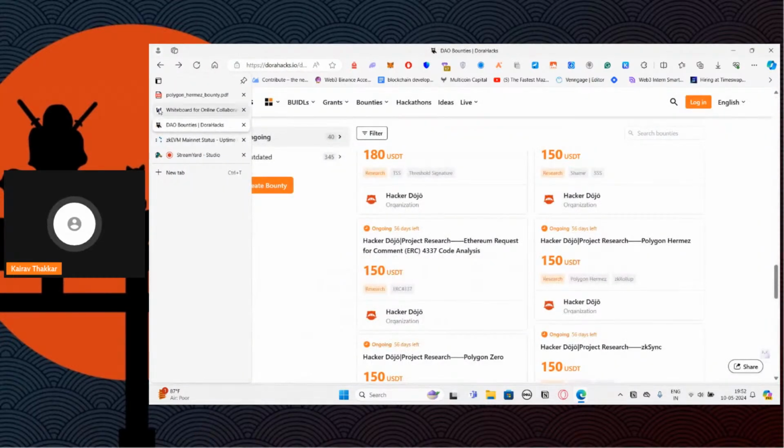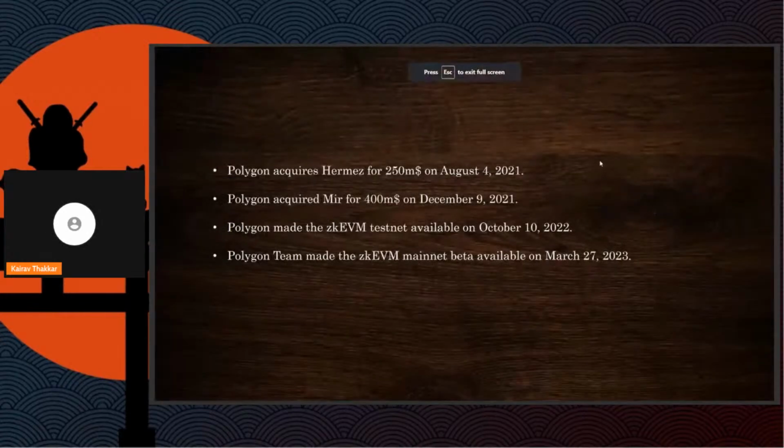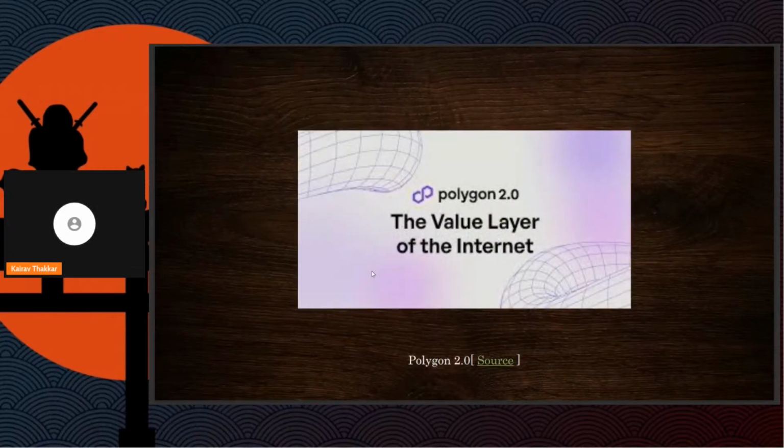The teams are collaborating at a much higher level, and they are shipping products into the system, and the ecosystem is robustly growing. They have released the Polygon 2.0 roadmap. Hermez uses the proof of donation consensus algorithm, while Polygon Hermez 2.0 uses proof of efficiency. We discussed proof of donation and how proof of efficiency works. It's a completely open source project with extensive documentation. People can go forward and contribute towards it.